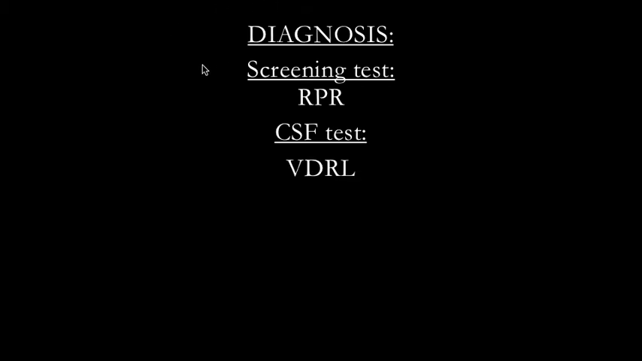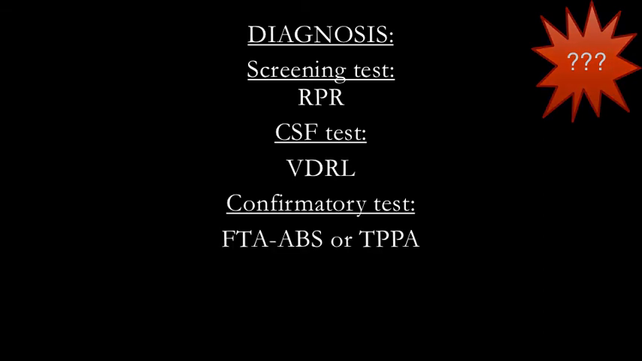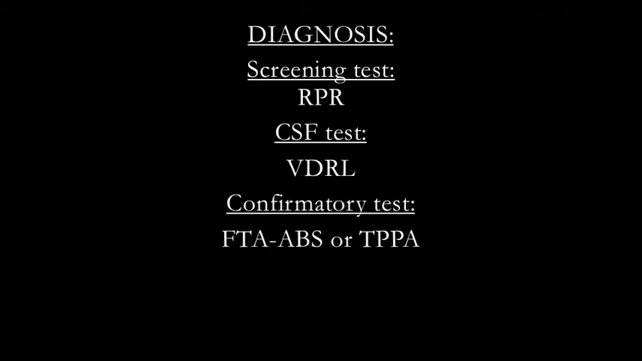And so these two tests that we've mentioned are used for screening. But what do we use as our confirmatory tests? For a confirmatory test, you're going to use the fluorescent treponemal antibody absorb test, or FTA-ABS, or the treponemal pallidum particle agglutination test, or TPPA. These tests remain positive for a very long time, maybe even for life, so a patient with previously treated syphilis will still have positive FTA and TPPA serologies, whereas an RPR and VDRL can become negative over time.